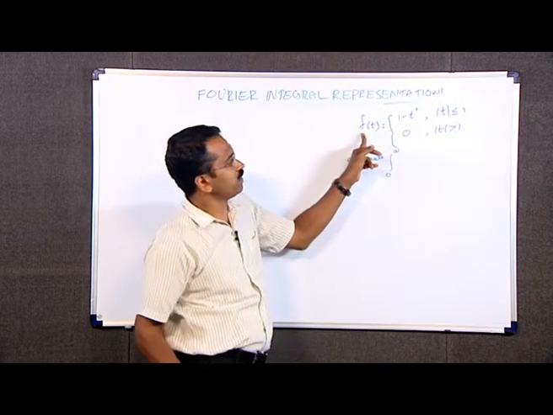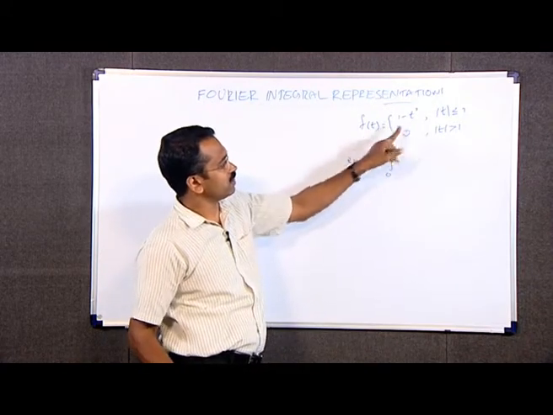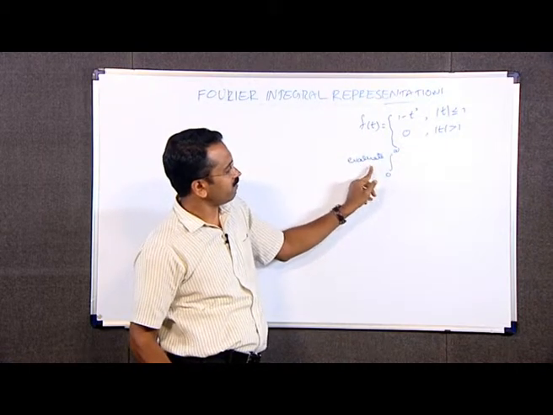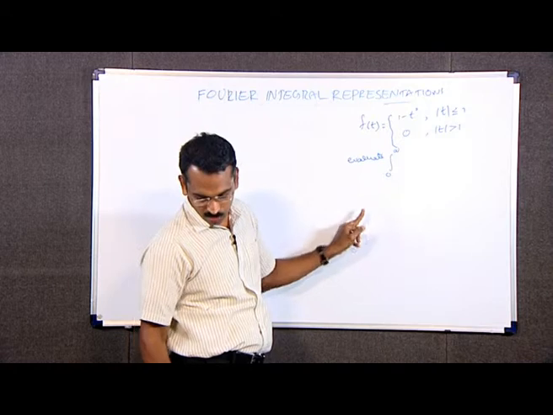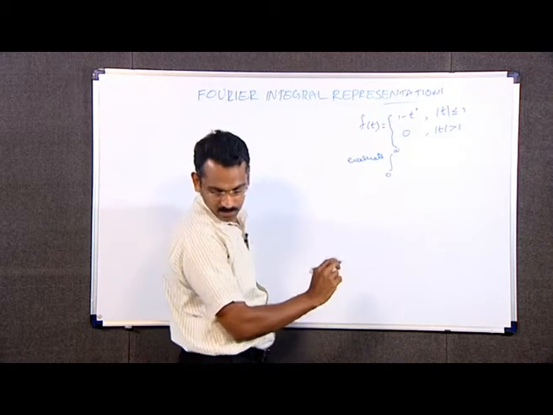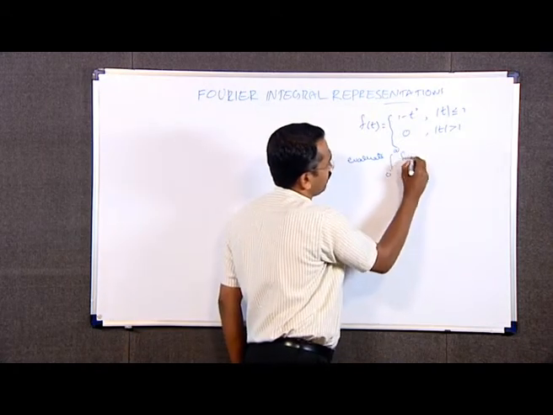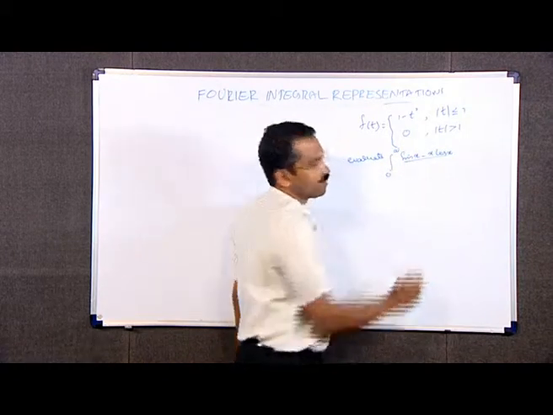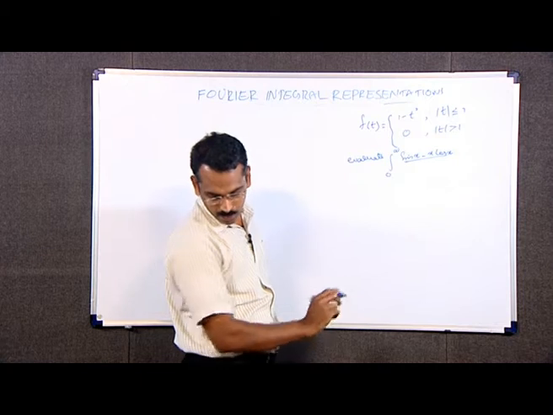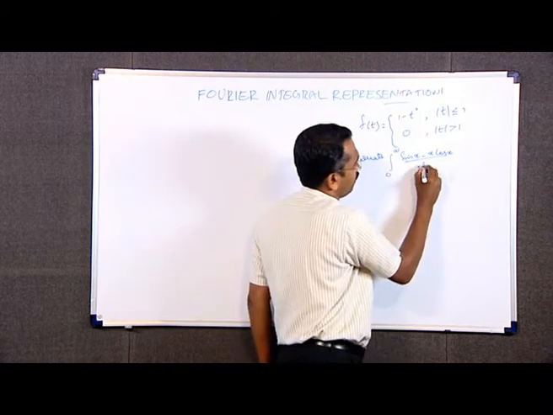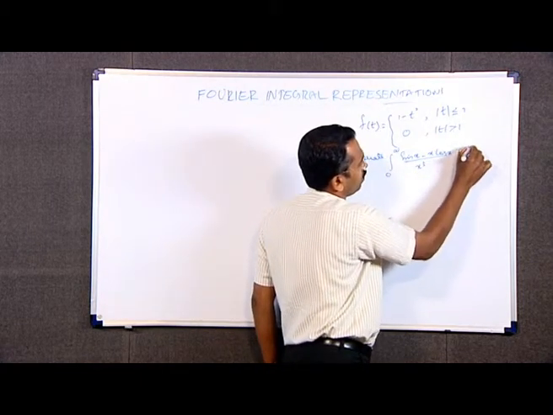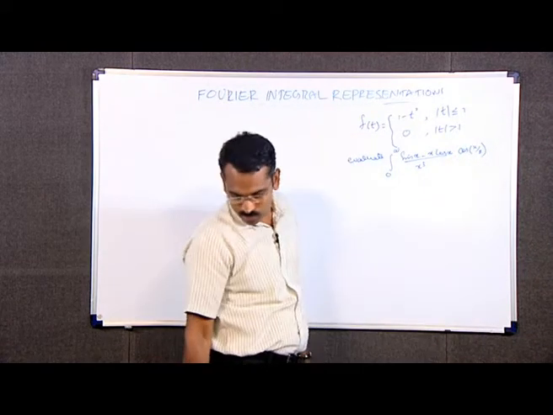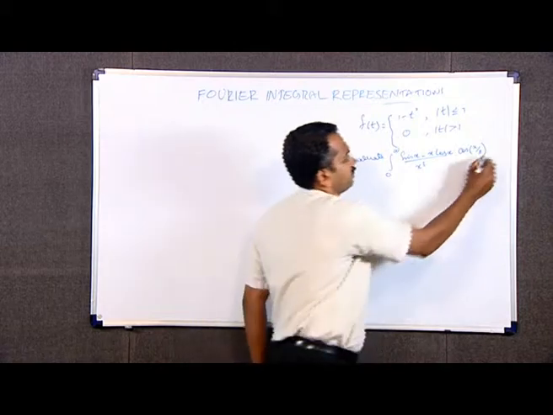After finding the Fourier integral representation of this function, using the representation we have to evaluate integral from 0 to infinity of (sin x minus x cos x) divided by x cube into cos x by 2 dx.